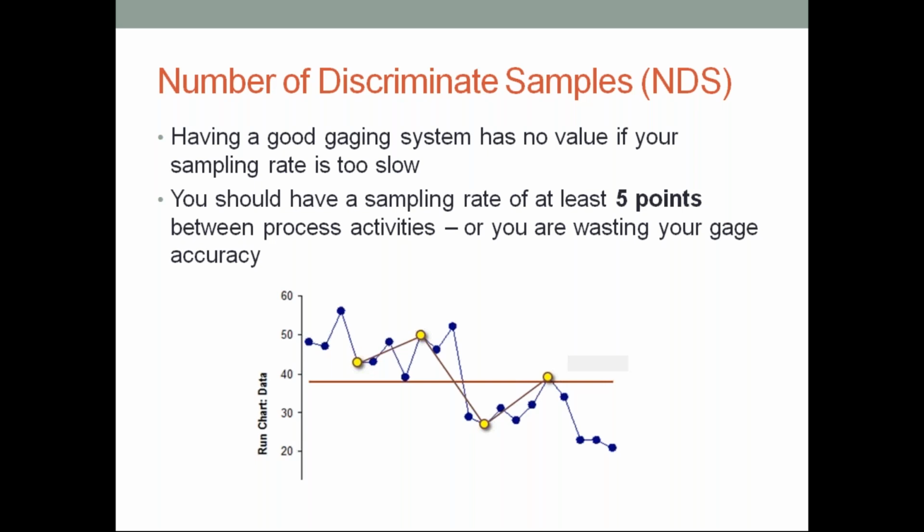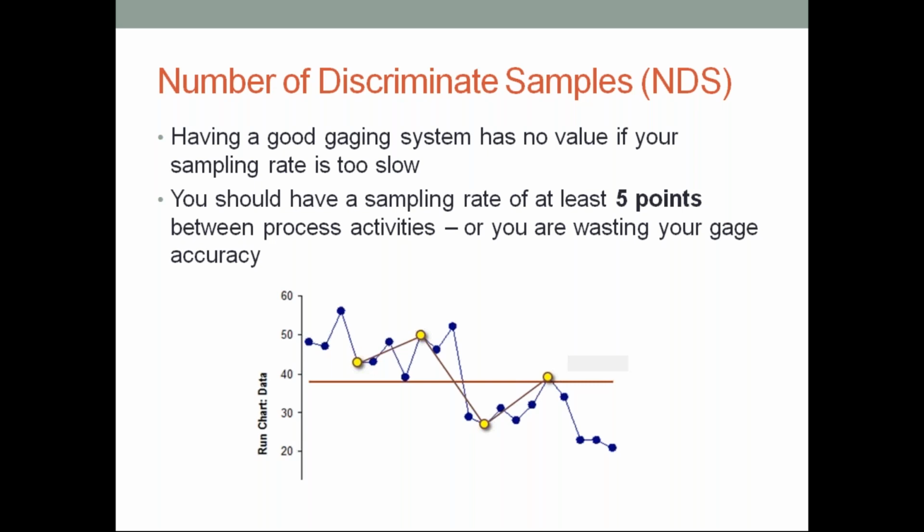And the NDC, and what I'm referring to here is actually the NDS, the number of discriminant samples. If you don't have enough samples, and you don't have enough discrimination in your gauging, neither one of your charts is going to be accurate enough to make good decisions.